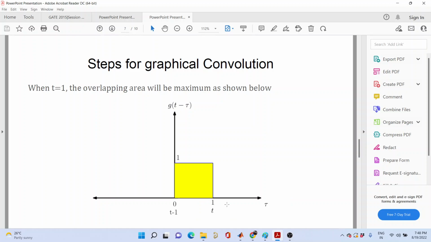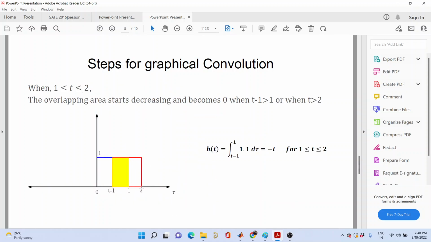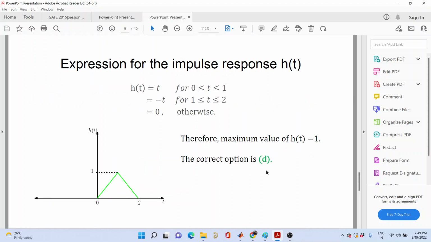As t becomes greater than 1, the overlapping area again starts falling because the train is now leaving. So as t is greater than 1 and t minus 1 is less than 1, that is t is less than 2, then this area would be falling. To find the expression for the time interval 1 to 2, we will integrate from t minus 1 to 1 the value of the two functions at that time. So that becomes minus of t. From here we can find that h(t) is equal to t from 0 to 1 and it is equal to minus t from 1 to 2, or else it is 0. So the correct option is D.